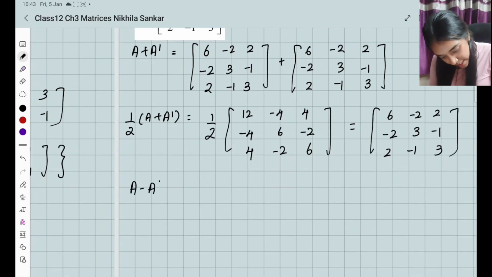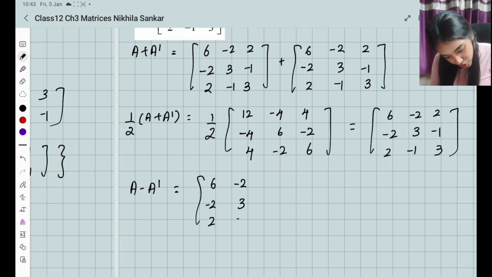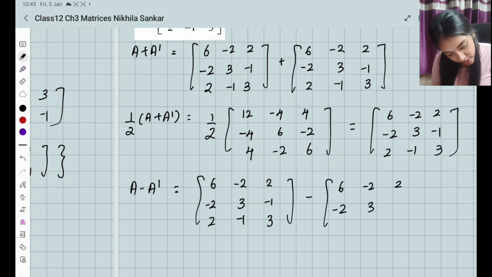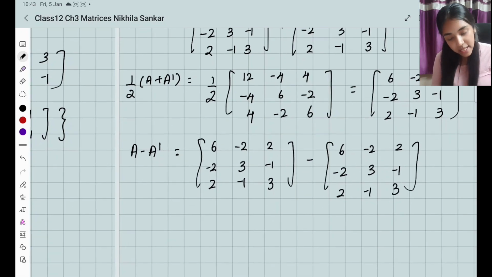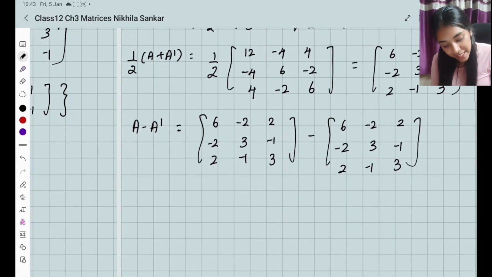Okay, next A minus A dash. So this is going to be 6, minus 2, 2, minus 2, 3, minus 1, 2, minus 1, 3, minus the same matrix. I see that A and A transpose are exactly equal. So I see that A equals A transpose. So definitely when I subtract these two, I'm going to get a 0 matrix.